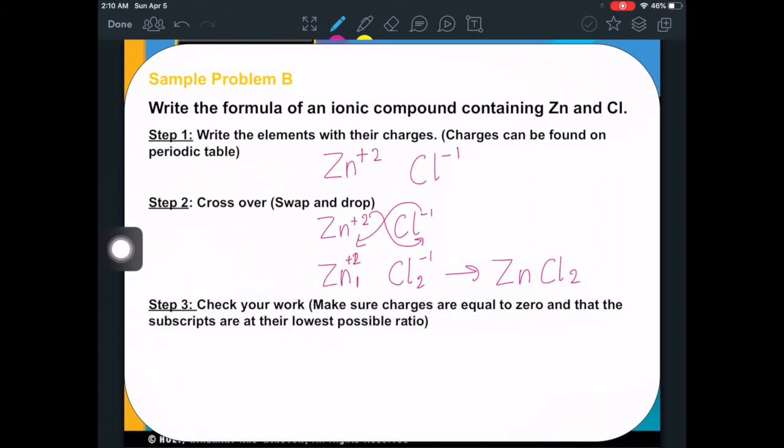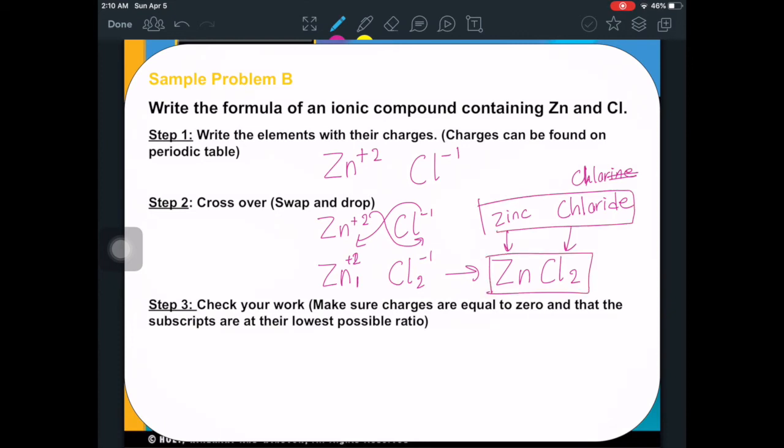And I'm going to go ahead and name this by its names. I know that zinc is just going to be called zinc, and chlorine, the INE is going to be dropped, so I'm going to get rid of this, and I'm going to write it as chloride. So this is the name of my overall compound, and this is the actual compound. Now, I can say with very high certainty that this is correct, but let's double check anyways.